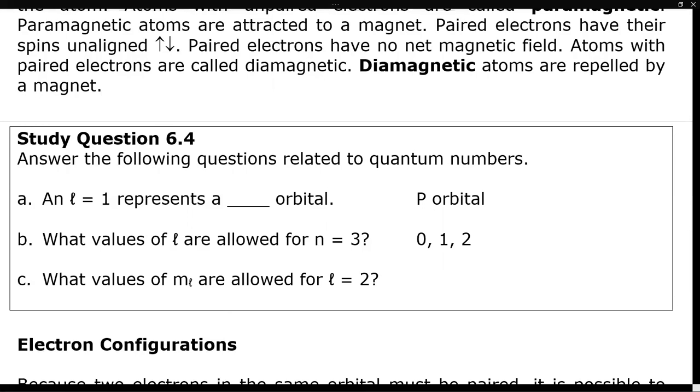What are the values of m sub l for l equals 2? So it's going to be -2, -1, 0, +1, and +2. It ranges from -l to +l, including 0. And so we'll pick back up and apply some of this when we talk about electron configurations next time.